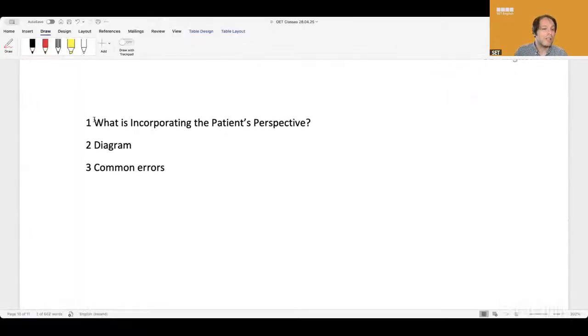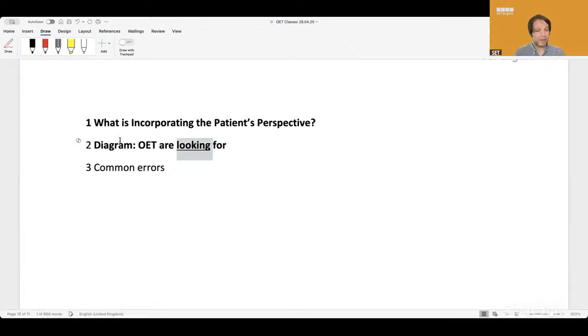So what I want to do is talk about this idea at the start, just introduction. What is incorporating the patient's perspective? Then we'll have a little diagram. We can look at what OET are looking for. We need to understand specifically what do OET say. It doesn't matter what I say, what Paul says, what Lawrence says. What matters is what do OET say they are looking for in the speaking.